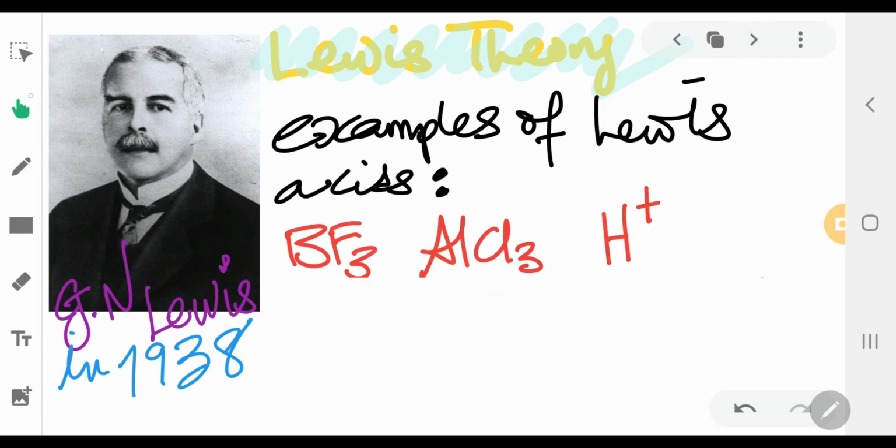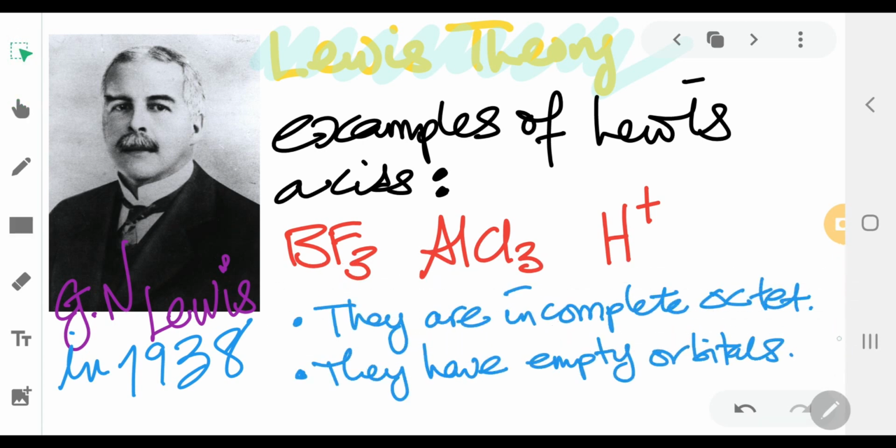These are the examples of Lewis acids. We have BF3, AlCl3, and even H+. So it fits in the other theories as well. H+ in Arrhenius is the indication of acidity as well. And then H+ in Bronsted-Lowry is also an indication for acidity as well. And when we get to Lewis theory, H+ is also an acid because it will be able to accept a pair of electrons.